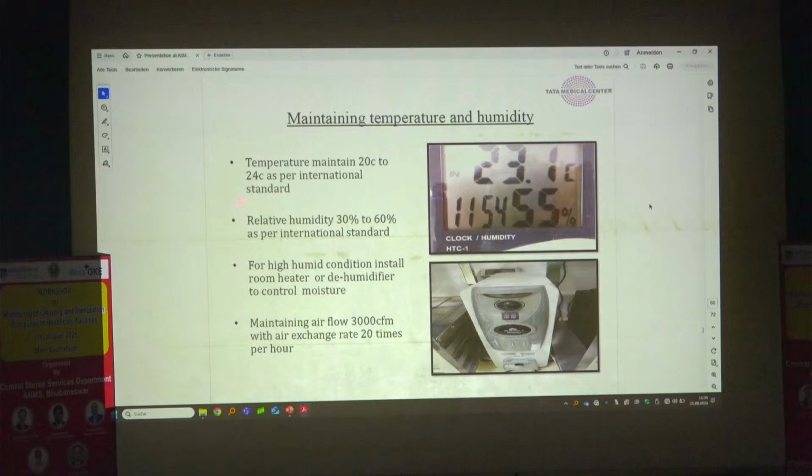This is the temperature and humidity monitoring, where our hygrometer shows. This is the report, and this is the actual international standard. Relative humidity: if there is any humid condition or monsoon-based condition, we use a room heater or dehumidifier, and maintain the airflow. I have already told you.